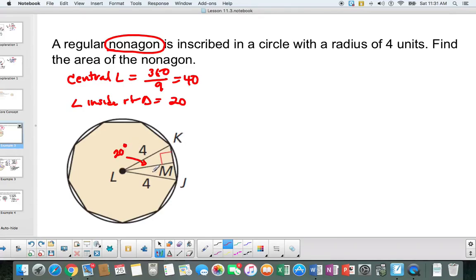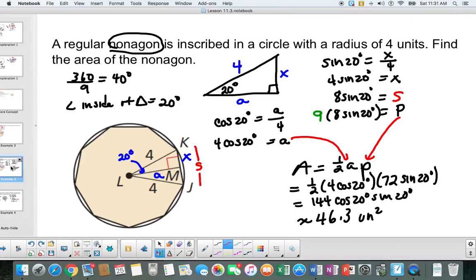Now that's going to help me find my apothem, which I will call A, and this length right here I'm going to call X. Now X will be half of the whole side. We're going to go to the next slide so you can see my computation. All right, so there's my 20, and I've drawn this right triangle nice and big so you can see it, and here's my apothem, and here's my X, and here's my 4. I'm going to have to use trig to help me find my X, and you can see here's what my X is.